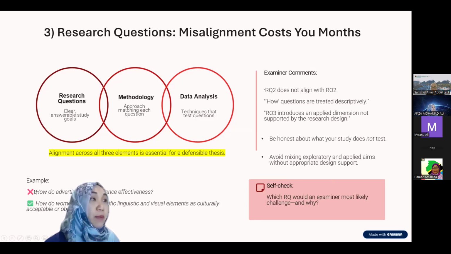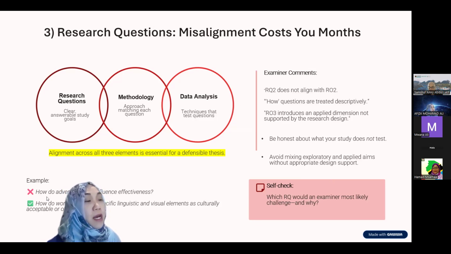Your research question should not be something that is still wrong too late towards submission, where external and internal examiners are seeing that there are still errors in RQs. Okay. So once your RQs are aligned, your theory should stop being just a decorative thing. It should work. It should support your RQs.